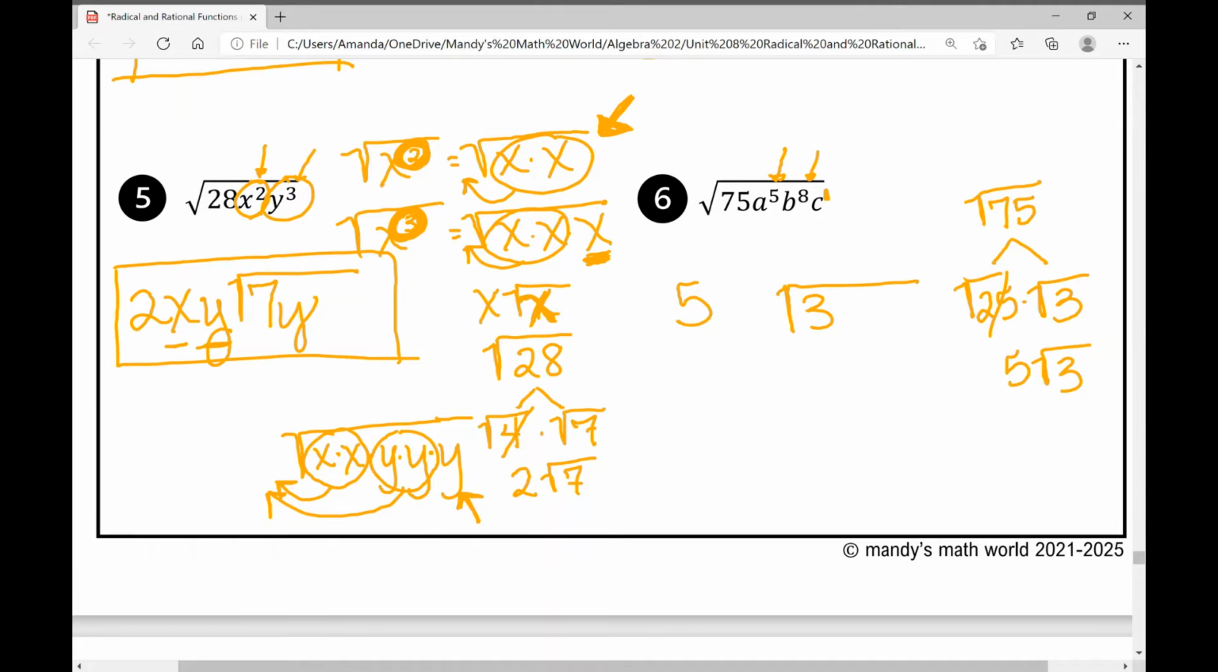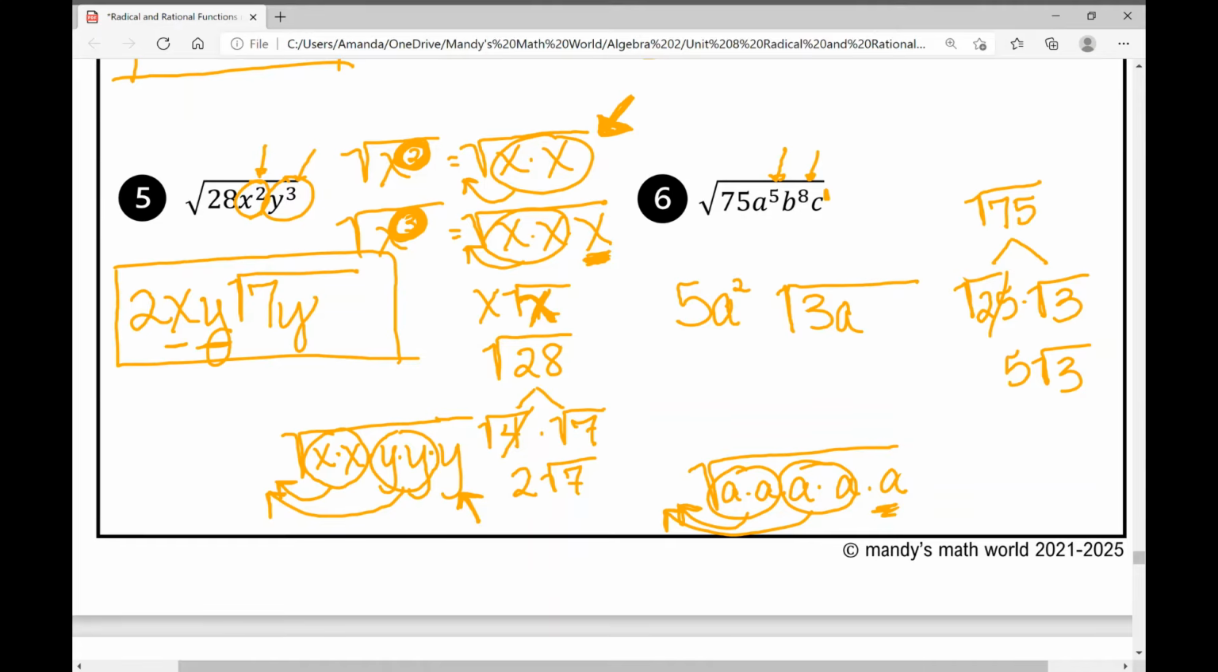A to the 5th, I know I'm going to have an A left over, so I'm going to put it there. So now I've got A to the 4th. I take half of it, right? Which is 2. 4 divided by 2 is 2. So I'm going to have an A squared. And again, if you want to draw that out, A times A times A times A times A. I've got an A, I can pull out. I've got another A, I can pull out. And then I've got this one that's left over underneath the radical. That's why I have A squared outside of the radical, A left underneath.